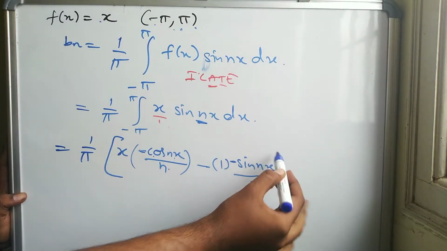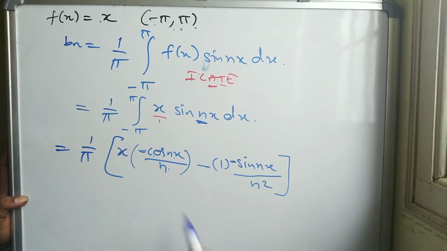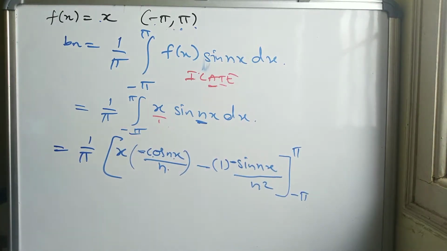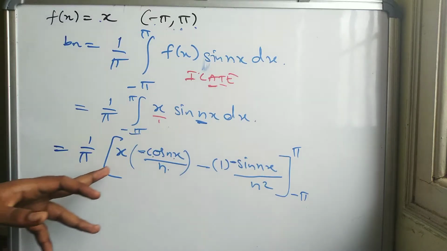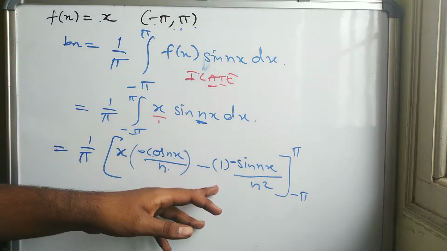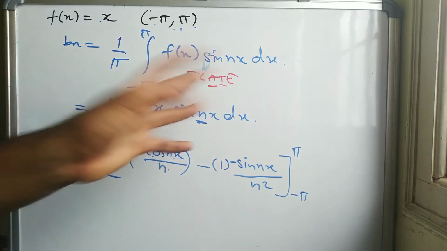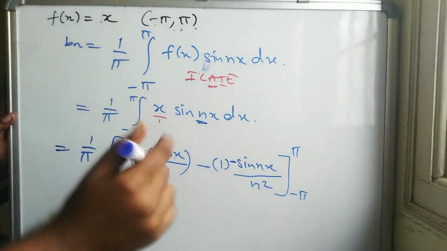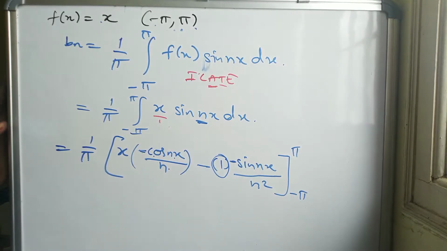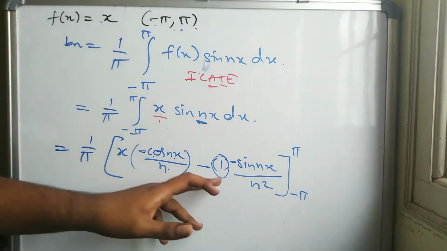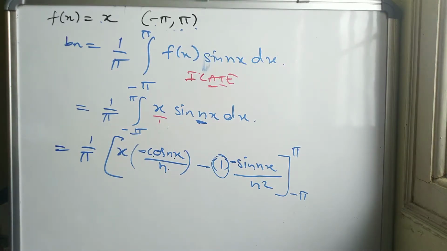Now then, what is the limit? Minus pi to pi. Now remember one thing: suppose this is x square. When you differentiate, it becomes 2x in this step. Then again you have to differentiate. Why do you have to differentiate again and again? You have to differentiate the first function till you get to a constant value. This you have to remember.